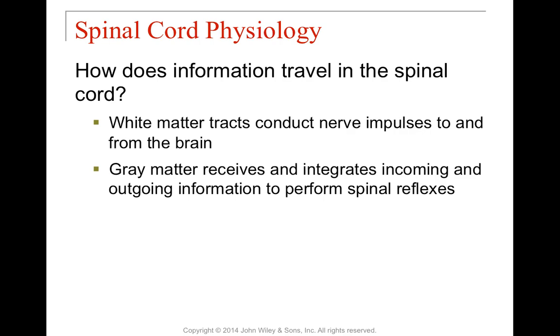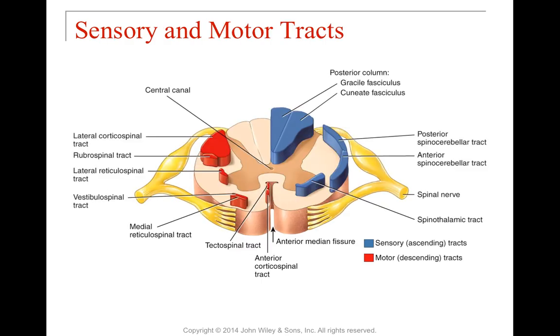So white matter and gray matter have two different roles. White matter conducts nerve impulses that go to and from the brain, right? So up to the brain and back. Gray matter, on the other hand, integrates incoming and outgoing information to perform reflexes or spinal reflexes, all right? So, for example, here is the white matter. The white matter has different regions that are going to be supplied by sensory tracts, which are ascending, or motor tracts, which are descending, okay? So sensory tracts are going to be having information coming in through the spinal nerves, then that's going to run up to the brain. Information is going to come down the motor tract, and that information is going to run into the nerves, right? So they're split up into different regions.